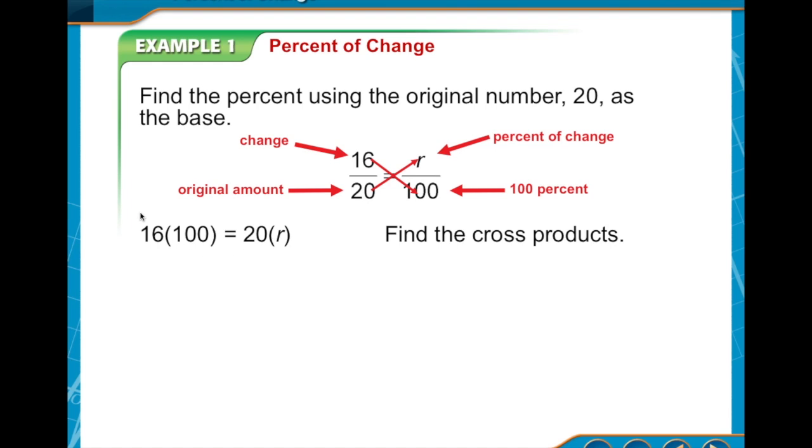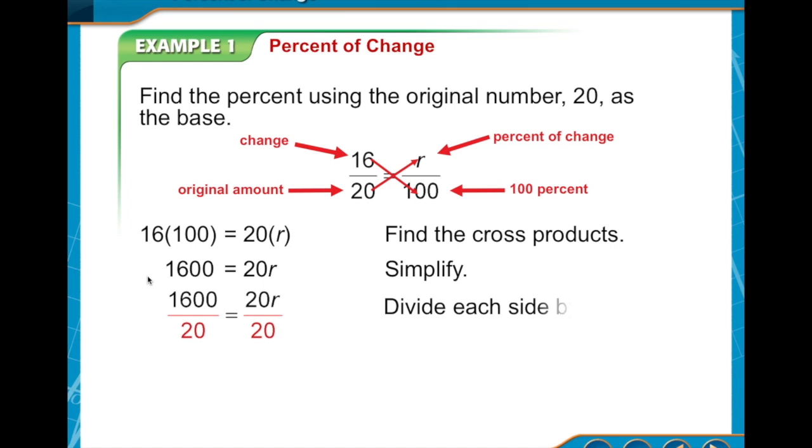Now with just 1 or 2 steps, we can solve this. So 16 times 100, add 2 zeros, 1600. And 20 times R is just 20R. Now this R and this 20 are tied by multiplication. So to get R alone, we have to divide by 20. So divide both sides by 20, and we get 80 equals R. So in other words, our percent of change is 80%.